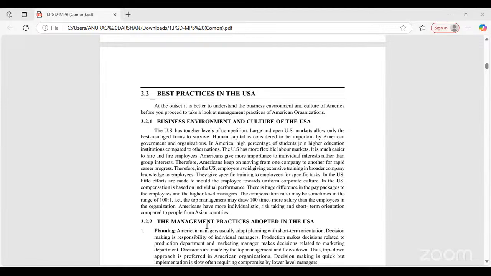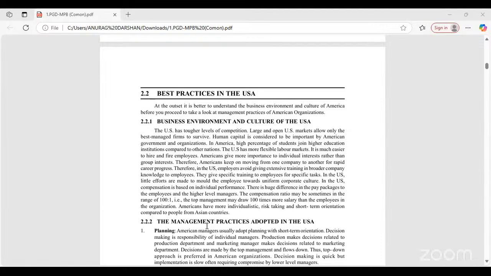And in America, generally, a high percentage of students join for higher education compared to any other nation. So why do we have this? Because the US has flexible labor markets. It is much easier to hire and fire people, right? Hiring is very easy, as well as firing, in the US economy.